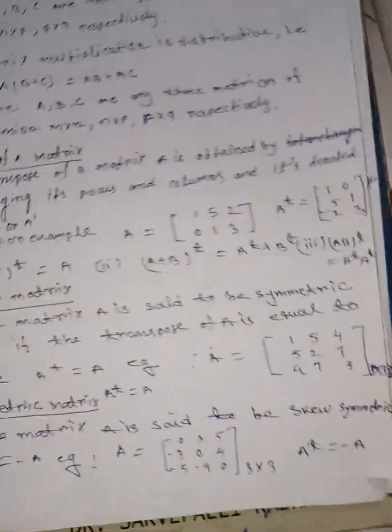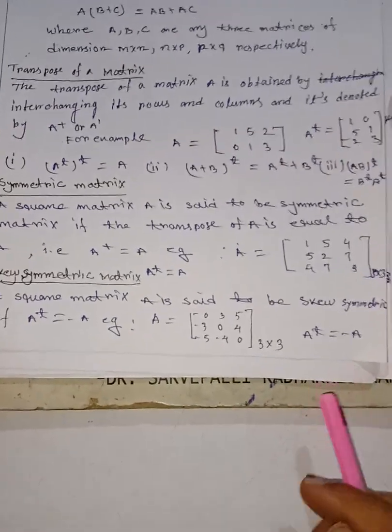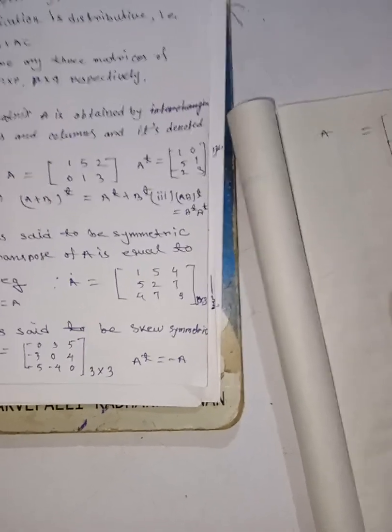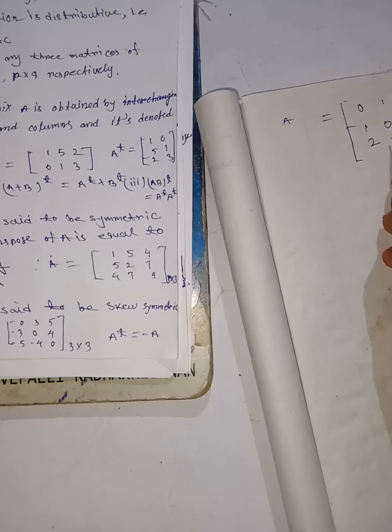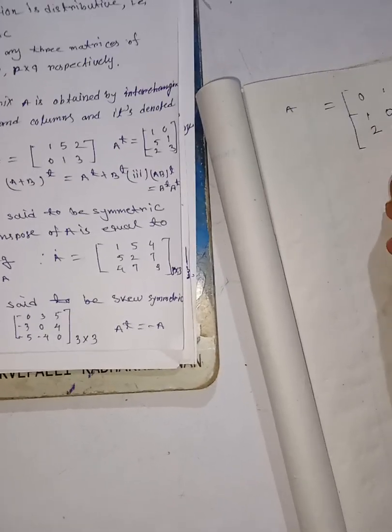If we take another example, matrix A is equal to 0 1 2, minus 1 0 4, minus 2 minus 4 0.